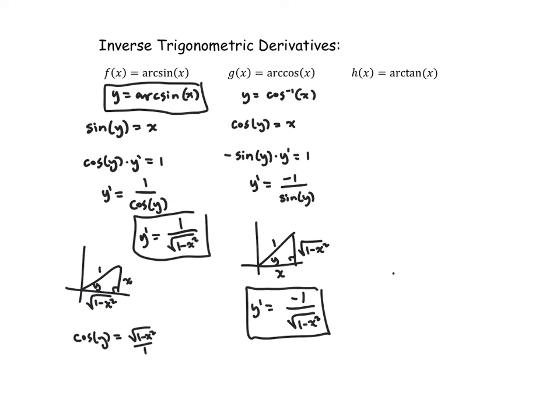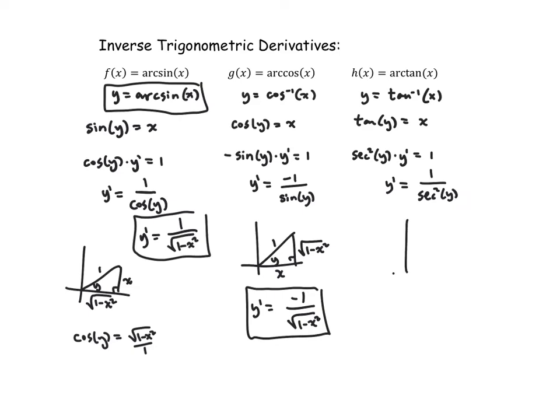All right, let's look at tangent. Again, I'll use this alternate notation. Either is fine. So the tangent of y is equal to x. The derivative of tangent is secant squared. Using the chain rule in an implicit differentiation, I get secant squared y times y prime equals 1. So y prime is equal to 1 over secant squared of y.